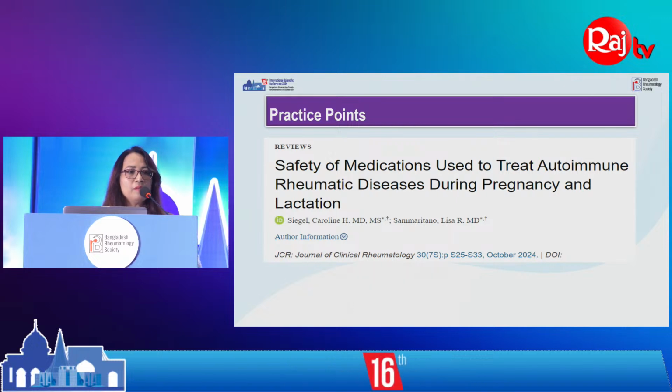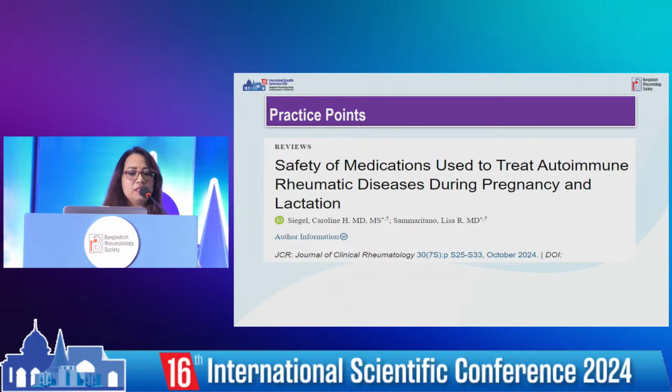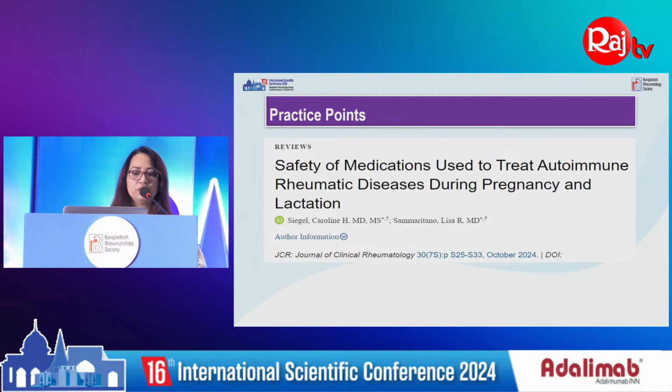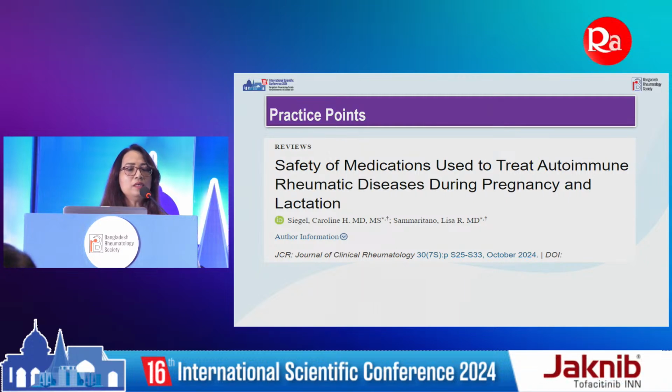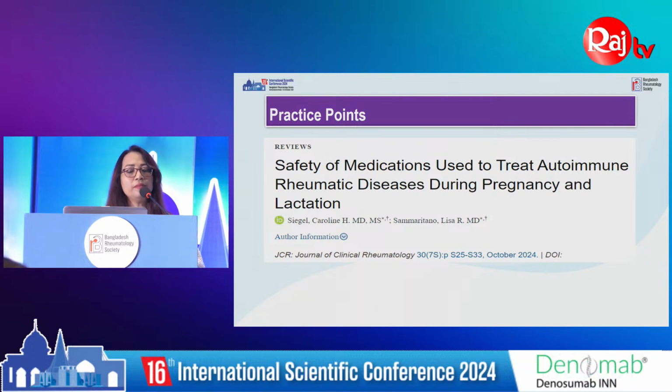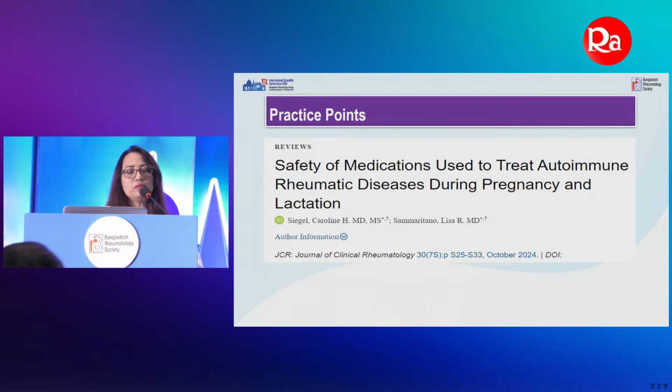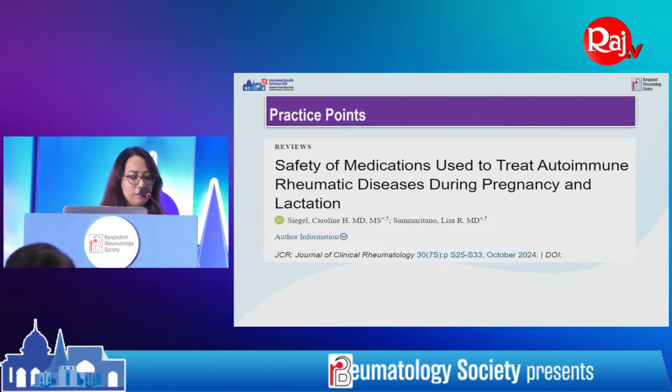Ladies and gentlemen, I am almost at the end of my presentation. Just recently, a review article was published on the safety of medication used to treat autoimmune rheumatic disease during pregnancy and lactation, where they compile all the newer information along with the ACR, EULAR and BSR recommendations. So for better management of our patient, I suggest we go through this thoroughly.